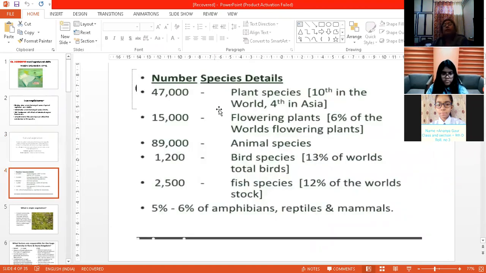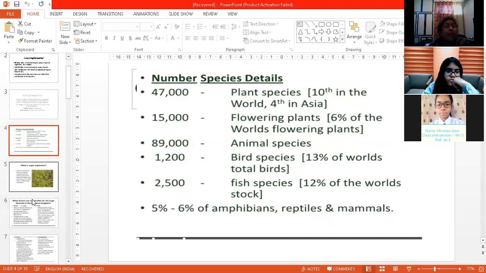Next, if we look at the diversity of flora and fauna in India, we have a great diversity. 47,000 species of plant, which is fourth in Asia and 10th in the world. Then 15,000 flowering plants, 89,000 animal species, 1,200 bird species, 2,500 fish species, and amphibians, reptiles, and mammals form about 5 to 6% of the world. So India has a great diversity of flora and fauna.